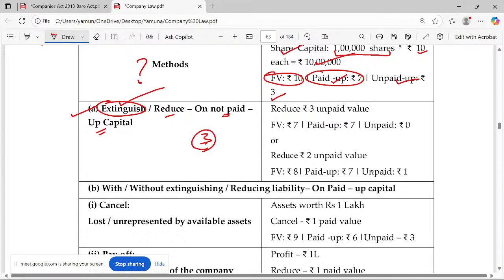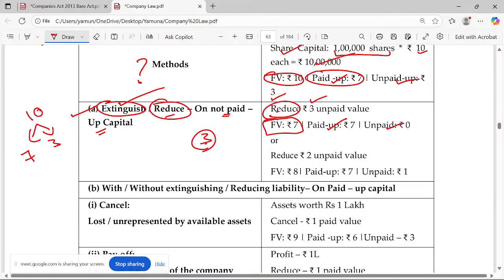Extinguish means that hereafter you have no liability. The face value is 10 rupees, you have paid 7, which means you are still liable to pay 3. The law says you can extinguish, which means you need not pay 3 rupees. Reduce the 3 rupees unpaid value. Now the face value becomes 7 rupees, fully paid up shares. Paid up value 7 rupees, unpaid value 0.